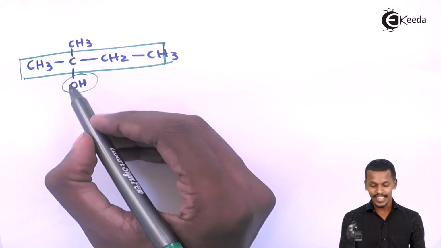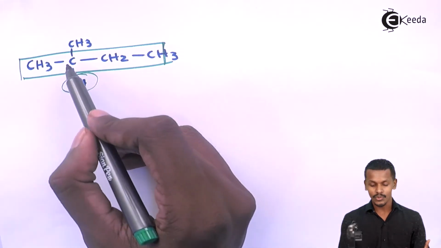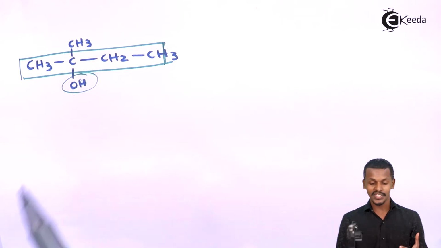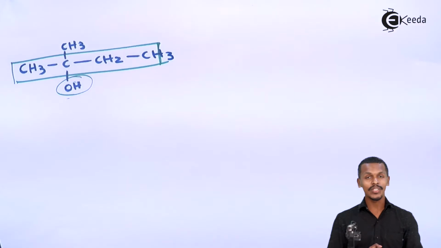Suppose this is the longest chain, then this OH is directly attached to it as a branch also, but it has been attached to this longest chain. So this one would be the longest chain that consists of the functional group, that is OH. So now this has been done. The next thing that we have to do is the numbering.